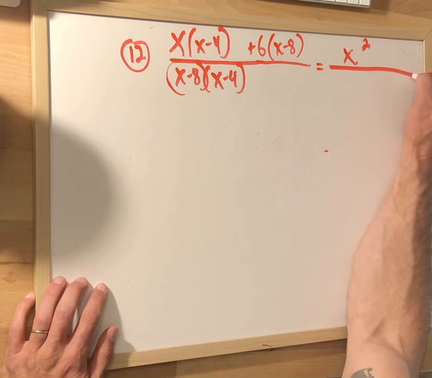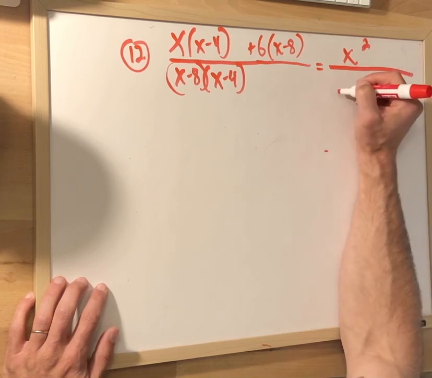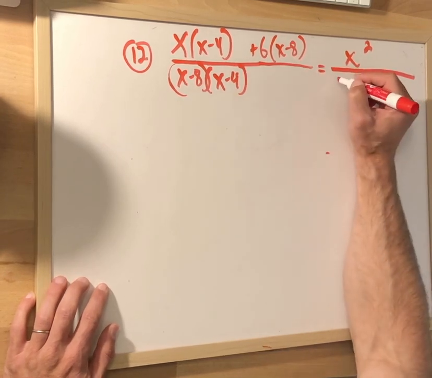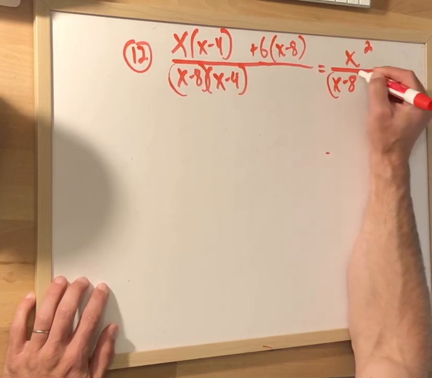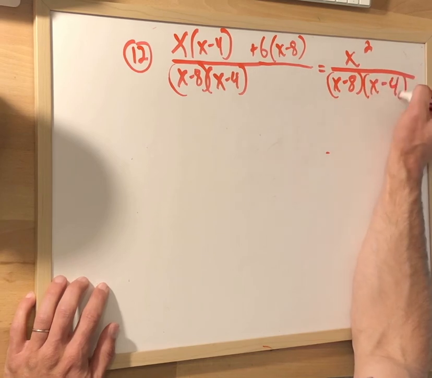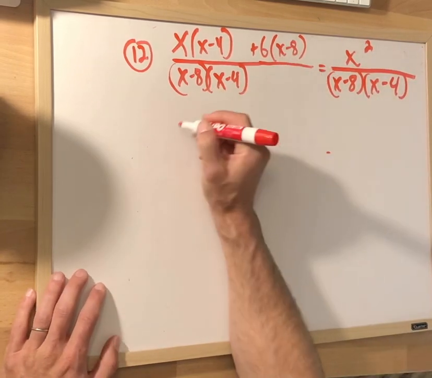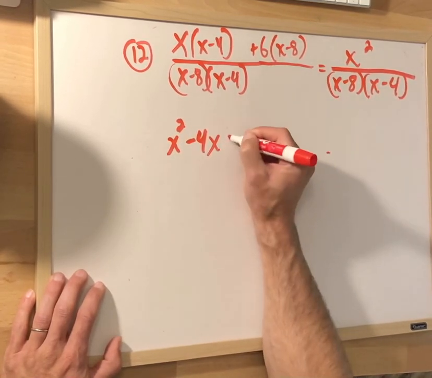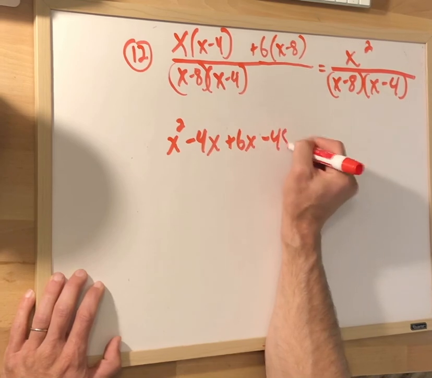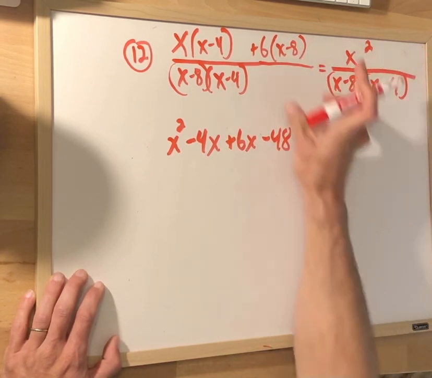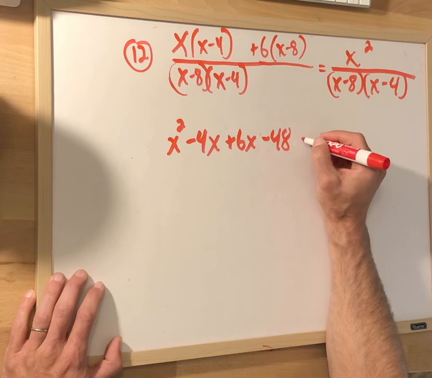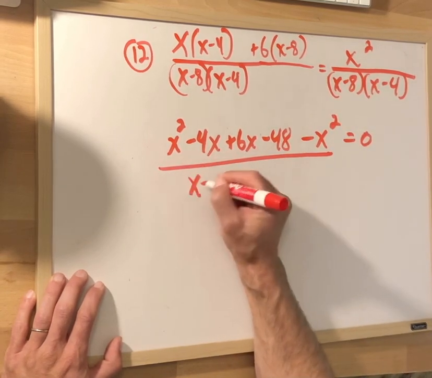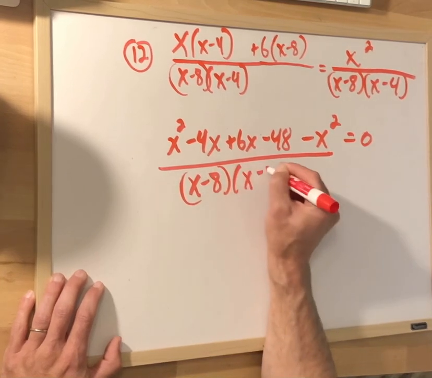I have to factor the bottom. Two numbers that multiply together to get negative 32 and add together to get negative 12 is actually this. So that makes it super simple. X minus 8 times x minus 4. Now I'm going to move this over here. I'm going to multiply this out first. I'm going to get x squared minus 4x plus 6x minus 48. I just multiplied that. I'm going to move this over here. Moving that x squared makes it a negative x squared, all over x minus 8 times x minus 4.